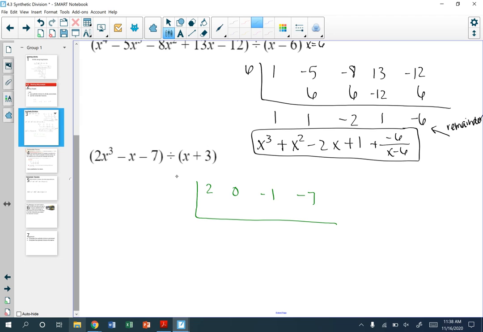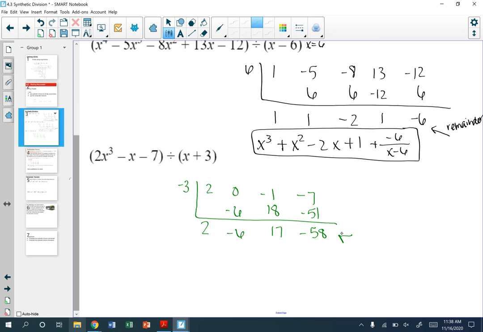Here we have x plus 3. If we set that equal to 0, we get negative 3. Bring down our first. 2 times negative 3 is negative 6, and I add. Negative 6 times negative 3 is 18. So I add, I get 17. And 17 times 3 is 51, I believe. Yep, so I have negative 51. And I get negative 58.